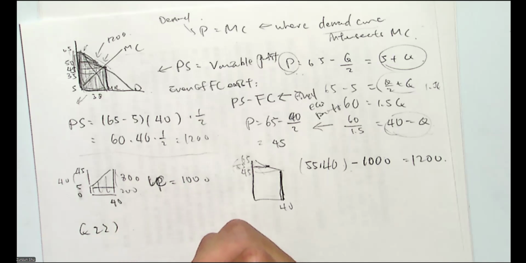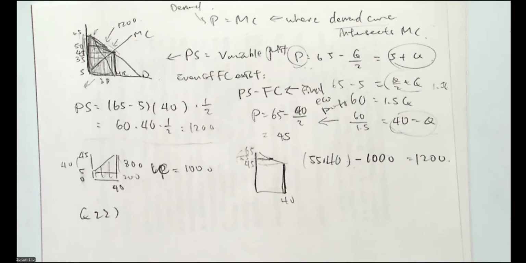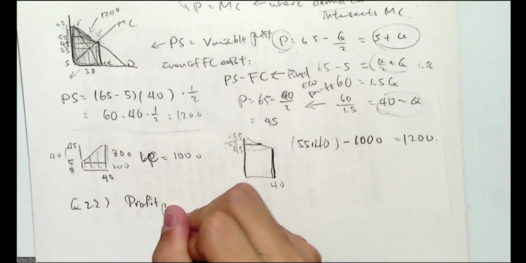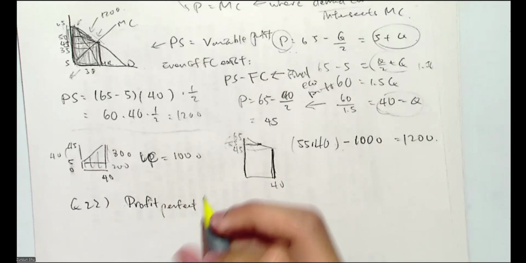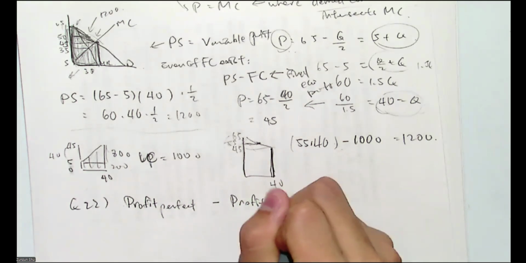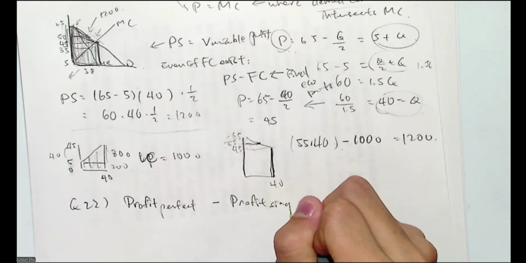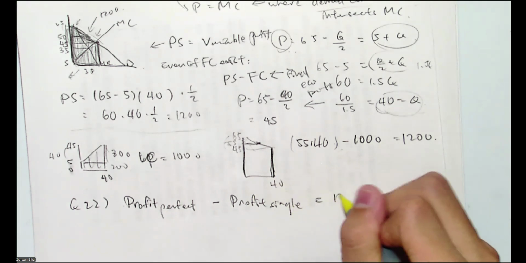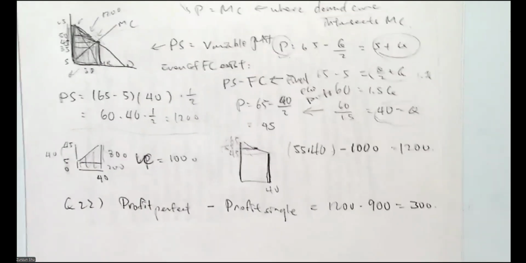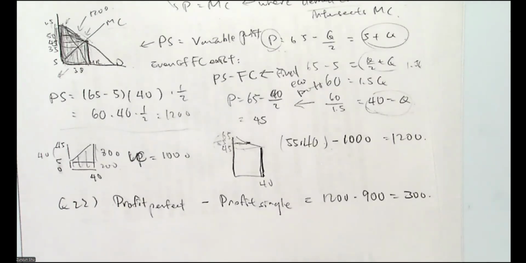And the last question of this part, 22, is asking how much they'd be willing to pay to allow for this perfect price discrimination. Well, this is just the difference between the profit here with perfect, first-degree price discrimination minus the profit with a single price. And that's going to be 1,200 minus 900, so 300. Now to explain this, it really isn't that complicated, although the question might sound weird.